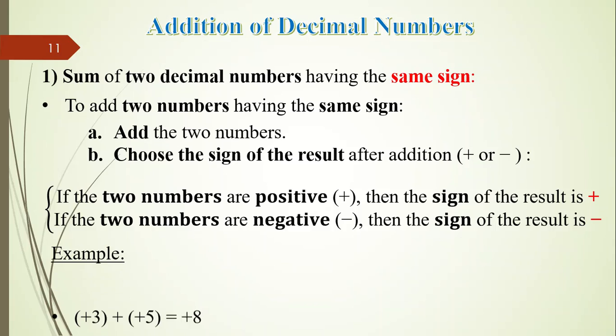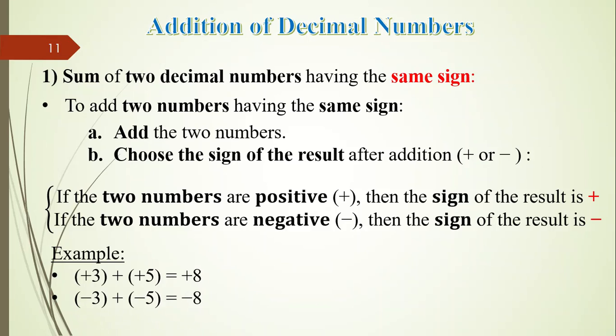For example, plus 3 plus 5. Since we have the same sign, which is a plus, first we have to add the two numbers. So 3 plus 5, it's 8. And since the two numbers are positive, the sign will be positive. So it's plus 8.